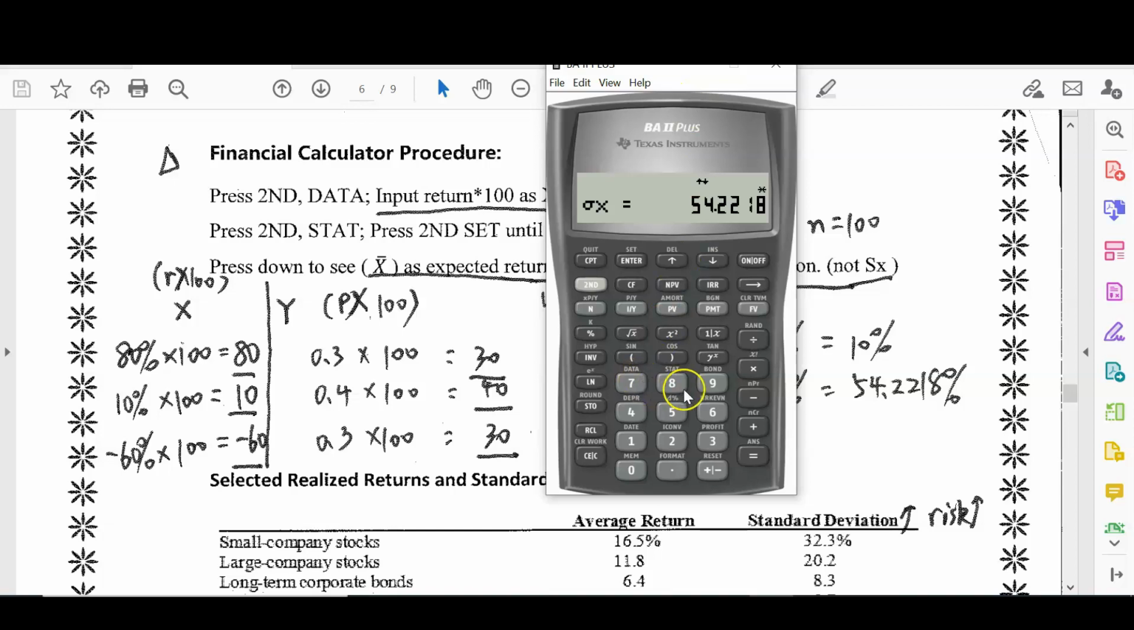Okay, so data and stat function. Input all your data in data and then show expected return and standard deviation in stat.